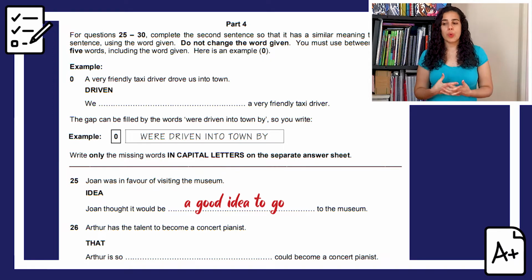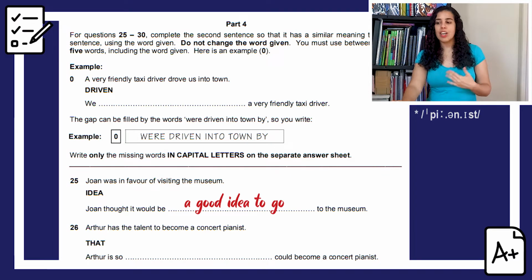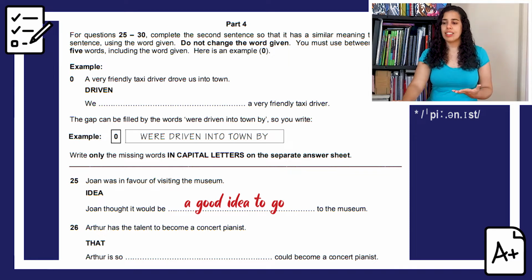For gap number 26, we have the sentence, Arthur has the talent to become a concert pianist. The word provided: that. Arthur is so a concert pianist. The word provided, "that", a relative pronoun, is going to put 2 sentences together as one. In the first sentence, you have the adverb "so", which can be followed by an adjective. And since Arthur has the talent, you can say that he is talented.